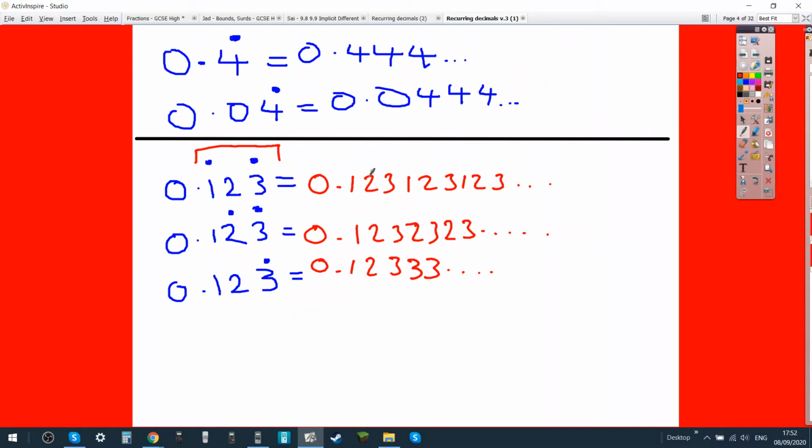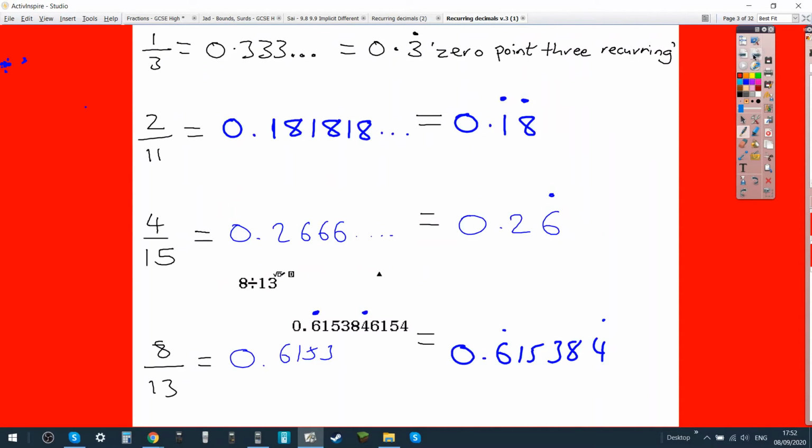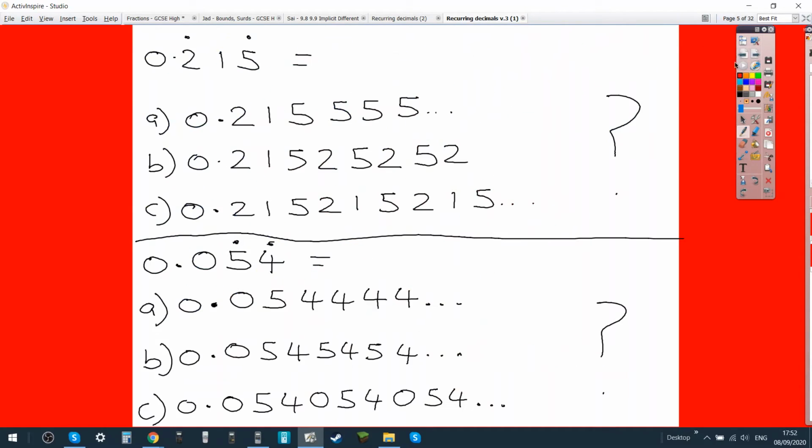For the first one, all 3 recur. For the second one, only the last 2 recur. And for the third one, only the last digit recurs. Any questions about that? No. Okay, so we did it forwards and we did it backwards. Went from long way into short way, and short way into long. Okay.